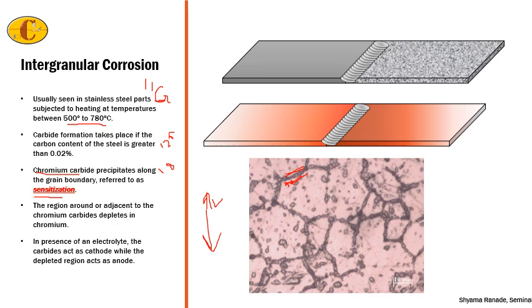As a result, if you expose such a sensitized component to a chloride medium or even any other corrosive medium, the chloride will penetrate that poor chromium oxide film or no chromium oxide film and reach the metal underneath. As a result, the corrosion of the Fe in the stainless steel will start. This is called intergranular corrosion because it occurs in these areas between two grains.